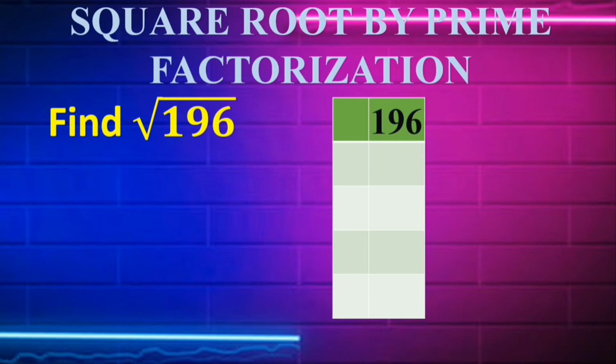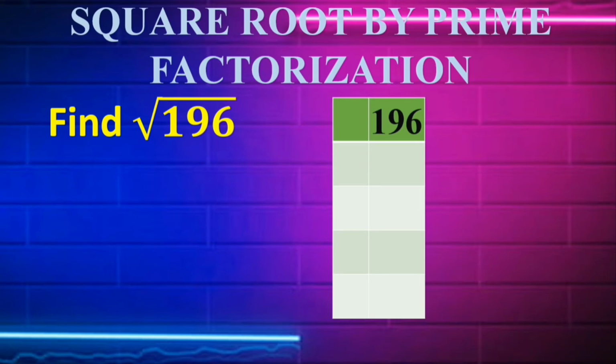The last number in 196 is 6. So can 6 be divided by 2? Yes, it can. 6 divided by 2 is 3 with no remainder. Which means that 2 can divide 196 with no remainder. I hope you got that.